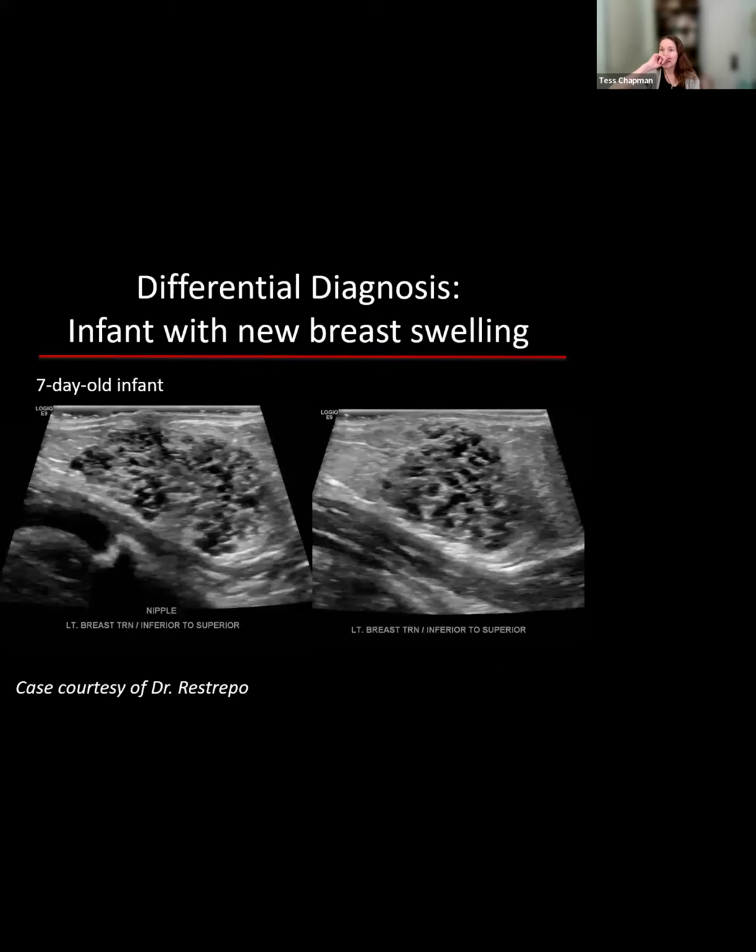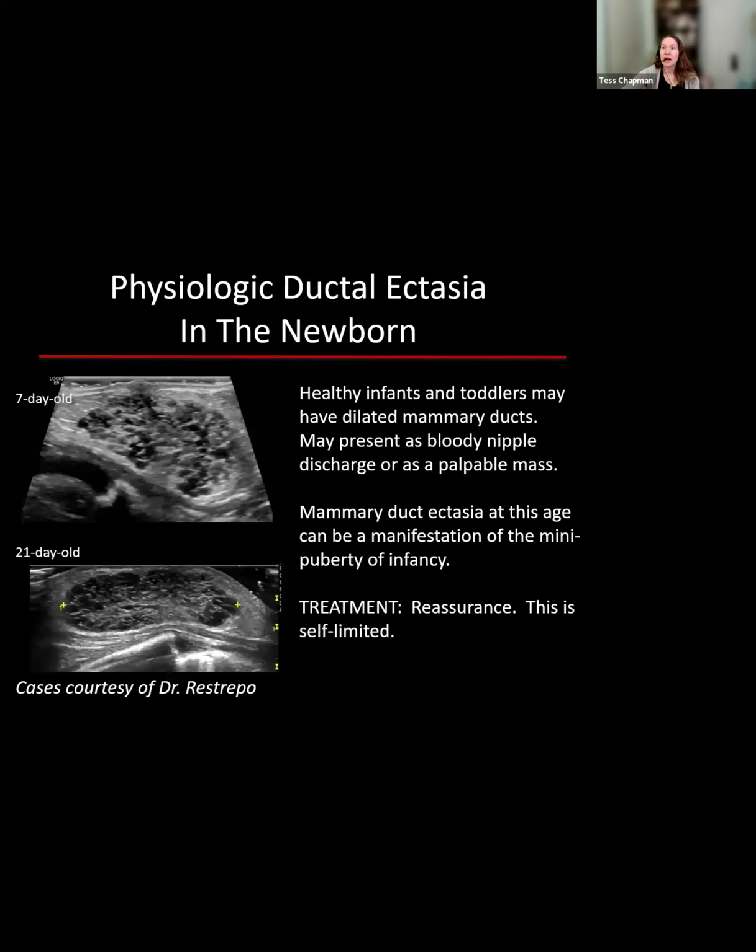All right, so here is a different case. This is an infant with new breast swelling, and you all may have seen a case like this and scratched your head and not known what to do with it. Well, the answer is nothing. So this is the example of a 7-day-old, first week of life, and palpable breast tissue, or palpable lumps under the nipple, I should say, more correctly. So this is an example of physiologic duct ectasia in the newborn.